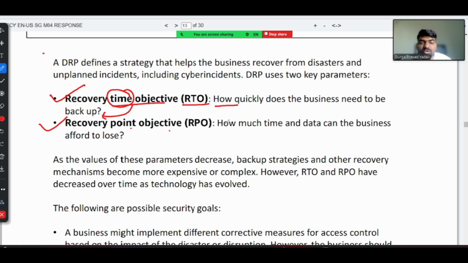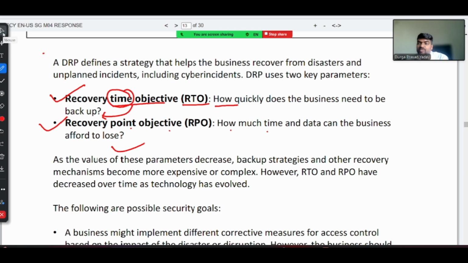Recovery point objective means how much time and data the business can afford to lose, meaning how much data you are recovering from the point. Let's say today your resources have been compromised, so after 24 hours, if you have recovered all the data, it means that your recovery point objective is 100% within 1 day. Within 1 day your recovery is 100%, right?